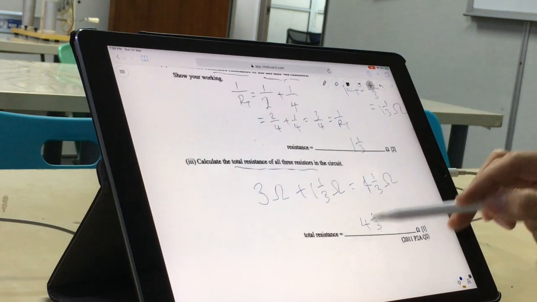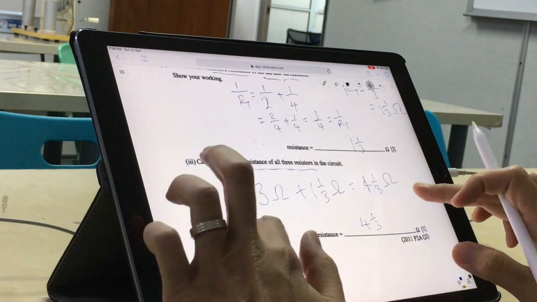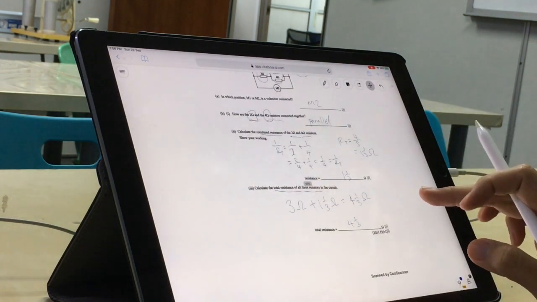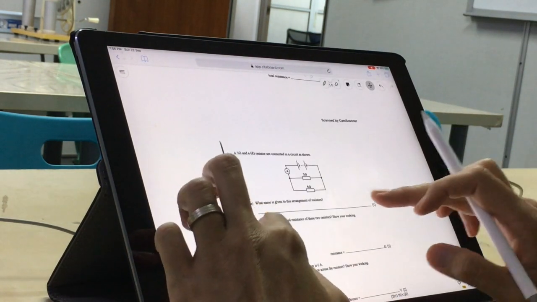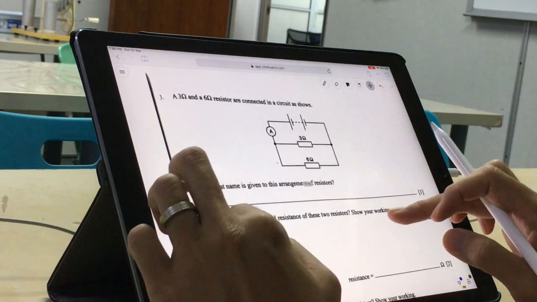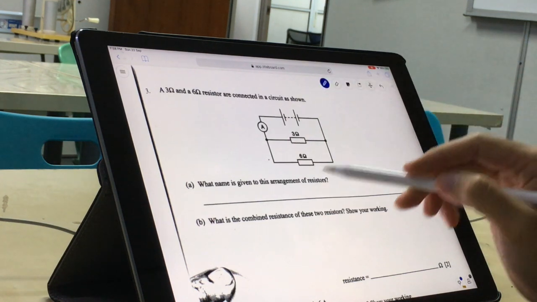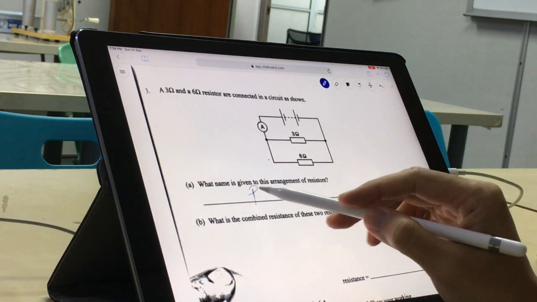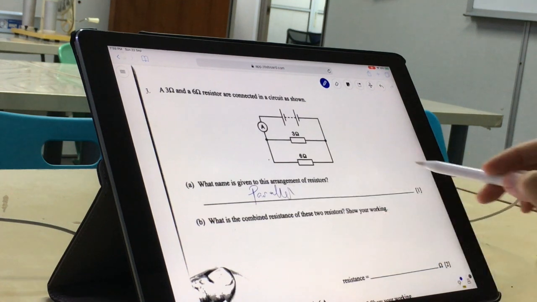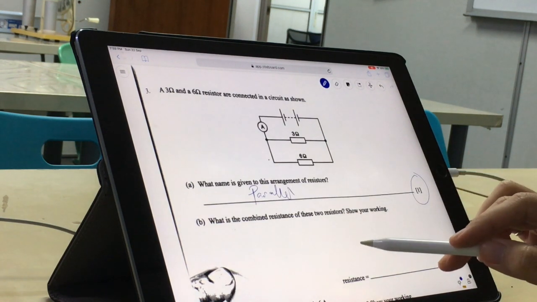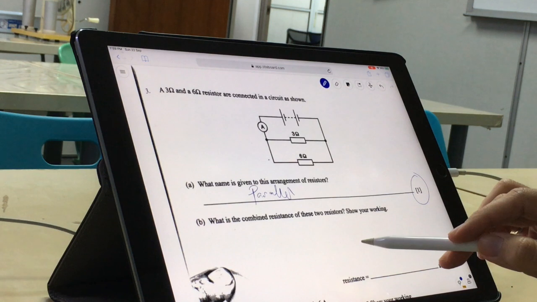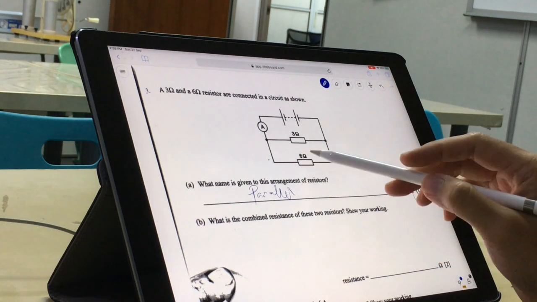So you see what we do here? We use the formulas. You need to know the formulas, if not it'll be too difficult. We try one more. See the screen? Yeah, I can see. Can you tell me how to solve this question? I want to find what's the name given to this resistor? Parallel. Yeah, it's called parallel. There's no need to write anything else, just parallel.